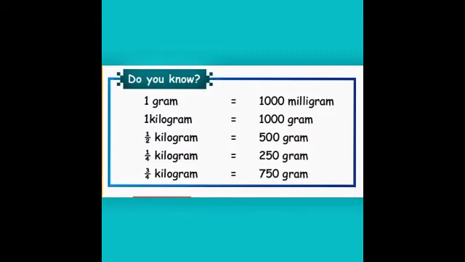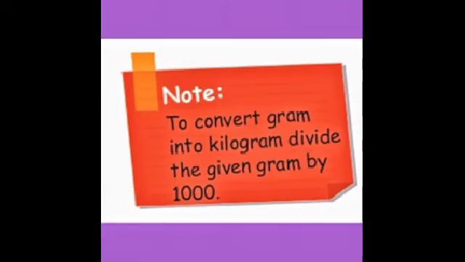We know about this already, so I'm going to directly do the sums. For that, we should know some important notes. The first note: to convert kilogram into gram, we should multiply it by 1000. Already we learnt about this. Again, I'm saying the note: to convert kilogram into gram, we multiply by 1000.